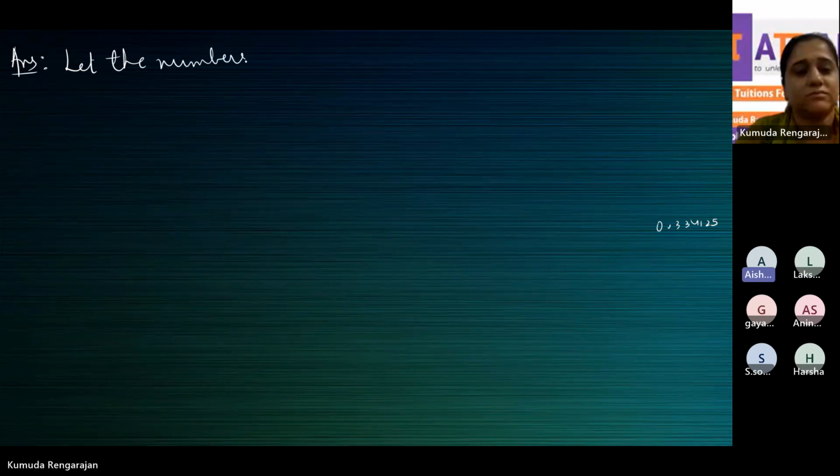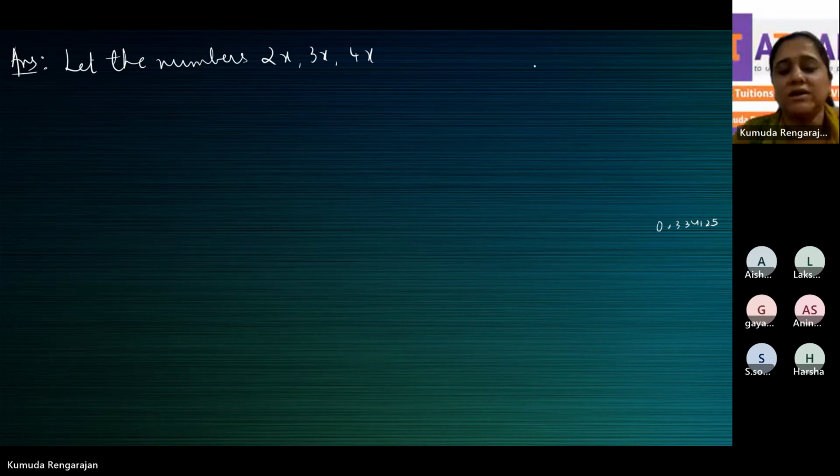So let the numbers be 2x, 3x, and 4x. Okay. Are we in the question? Is it about the sum of the numbers? Is it about the sum of the numbers like this? Ma'am, it's the sum of the cubes. So it's 2x cube plus 3x cube plus 4x cube.